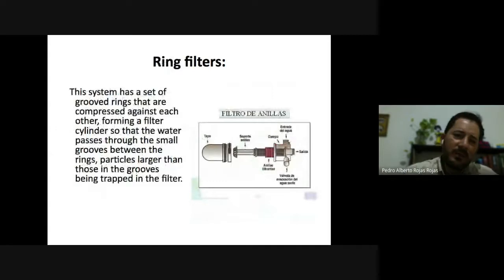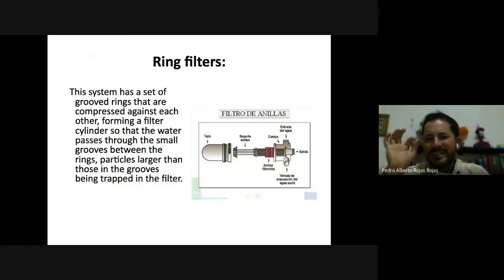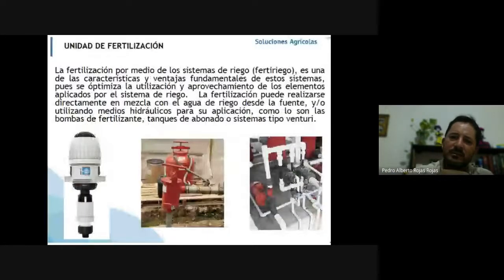And the ring filters: this system has a set of grooved rings that are compressed against each other, forming a cylinder or filter. So the water passes through the small grooves between the rings, and the particles larger than those of the grooves are trapped in this filter. This is the ring filters.